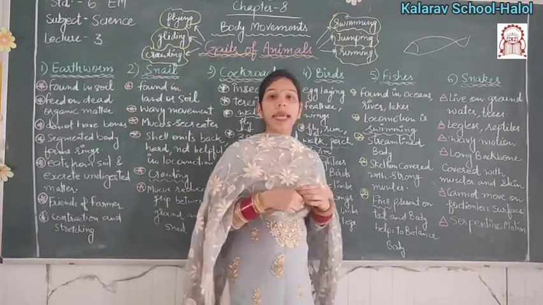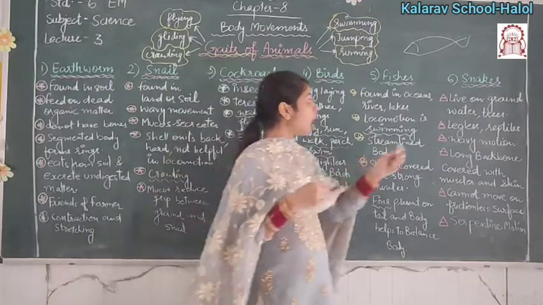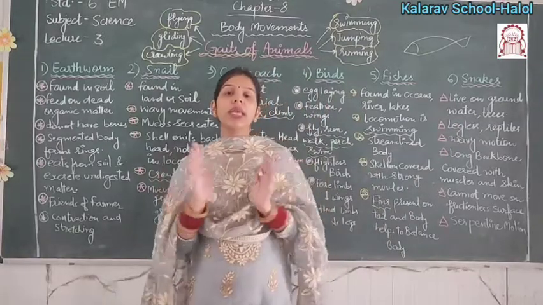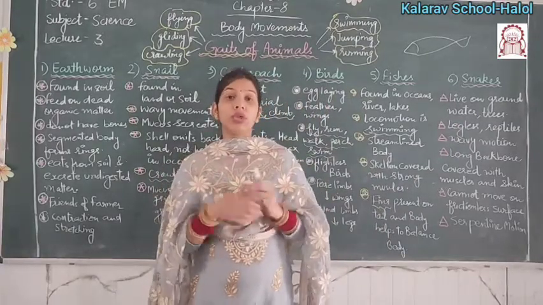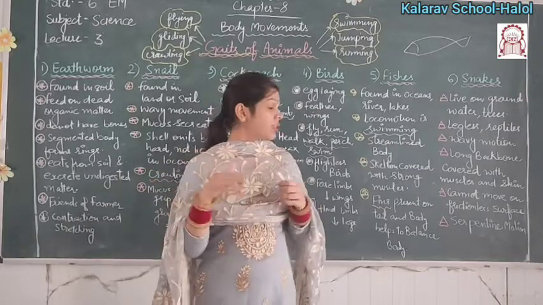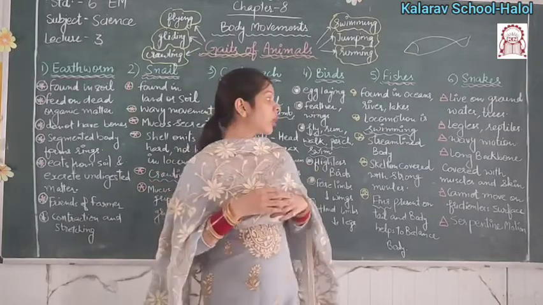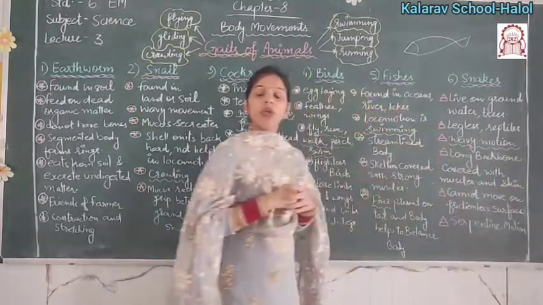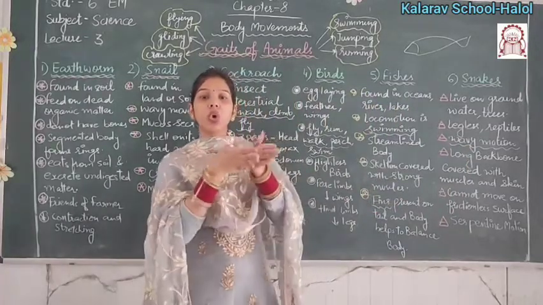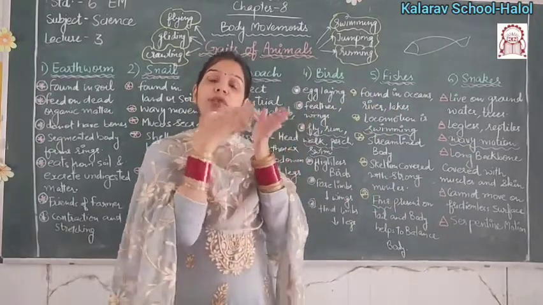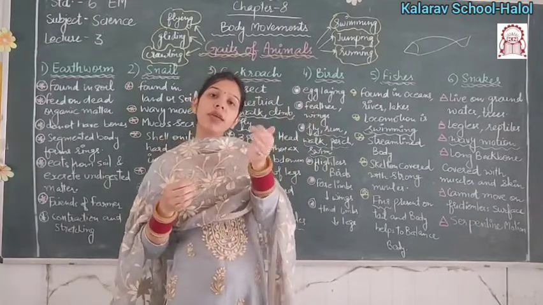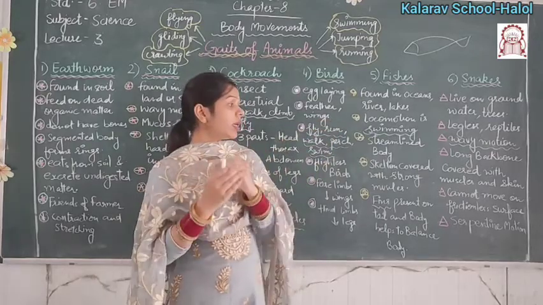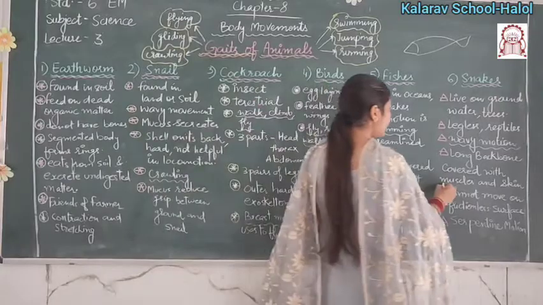Next is snakes. Snakes live on ground, in water or on trees. They have no legs, so they are called legless organisms. They are also called reptiles because they crawl on the ground. They have a wavy motion. They can't move in a straight line, so they have to move in a wavy direction. They have a long backbone and their body is covered with muscles and skin.